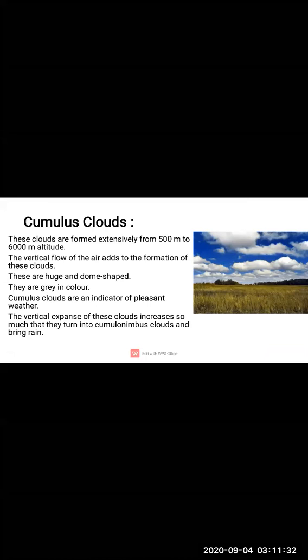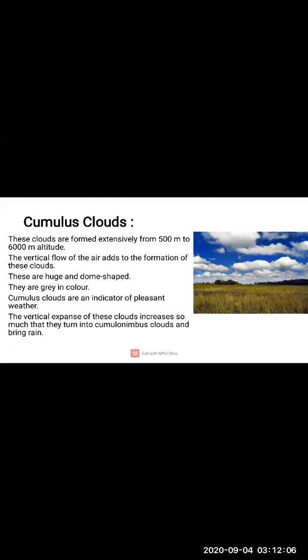For the formation of these clouds, the air moves in a vertical manner. They are huge and dome shaped. You have seen there are various monuments with a dome shape, like the Taj Mahal. They are in dome shape, and they are gray in color.